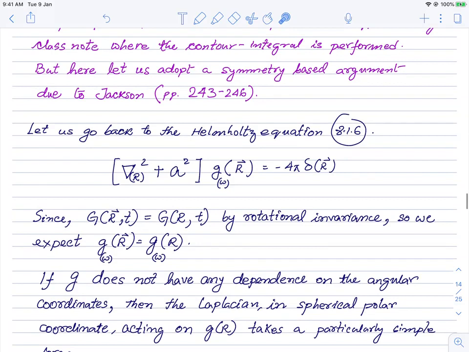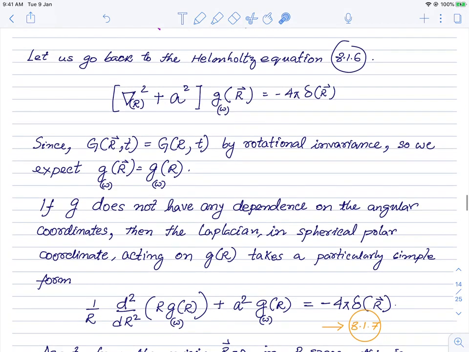He tells us that, since this G has to be rotationally invariant, G cannot depend on the angular coordinates of the Laplacian. It just depends on R. And of course, it has an omega dependence. This omega is present here in the a square, which is omega square by c square.